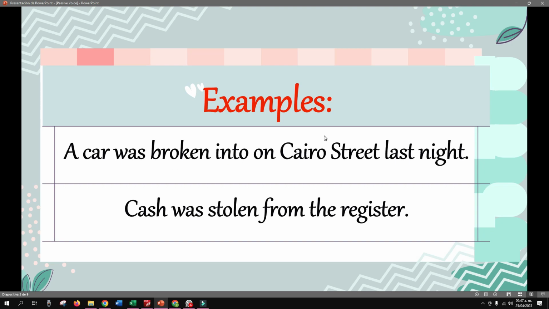So if you notice here, sentences are in passive voice, both of them. There you have cash was stolen from the register. So cash was stolen from where? The place, right? So also you have there again the conjugated form of the verb to be in past, and also you're going to have there the main verb in the past participle, right?